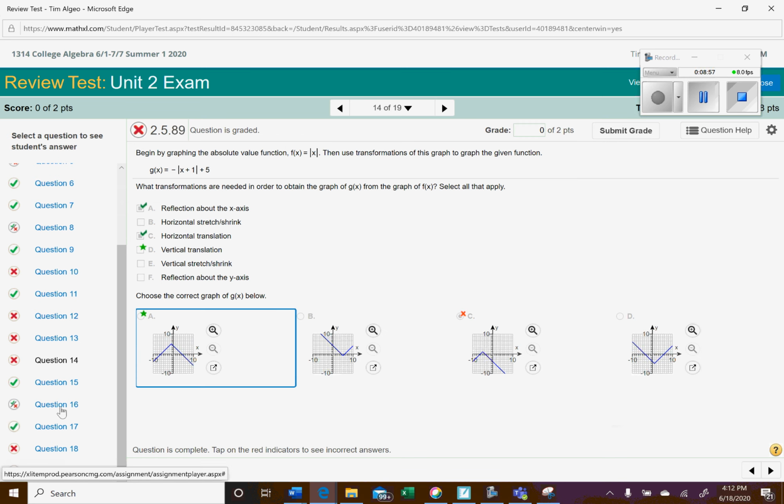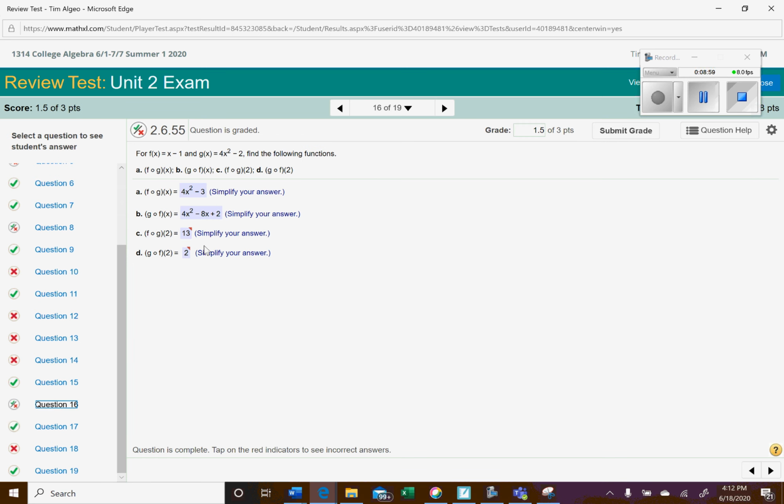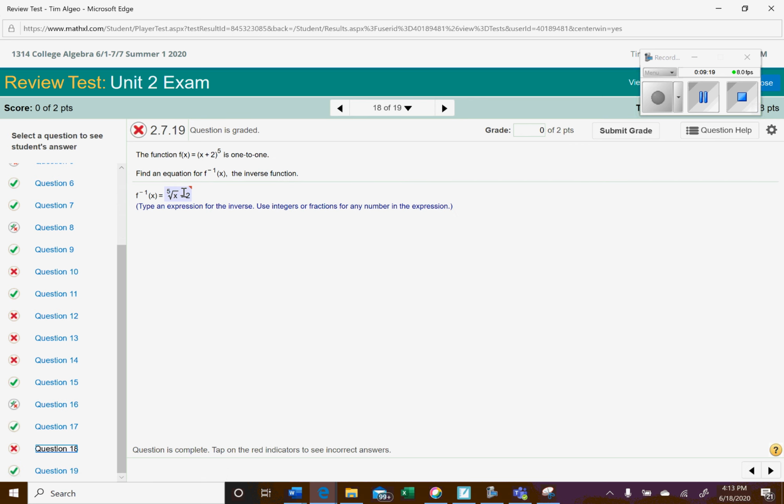Okay, let's look at 16. Here it must have just been, I think you had told me in the email that you had run out of time or something. Basically, pretty simply, just plug in 2 and do the algebra. Same thing with the other one. And then let's take a look at the last one. I think you were concerned about the sign right there.